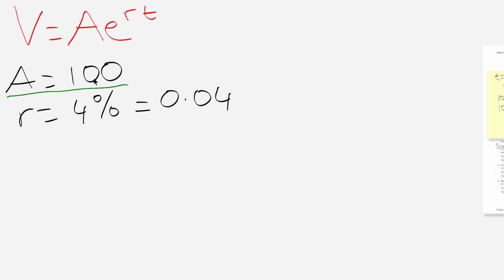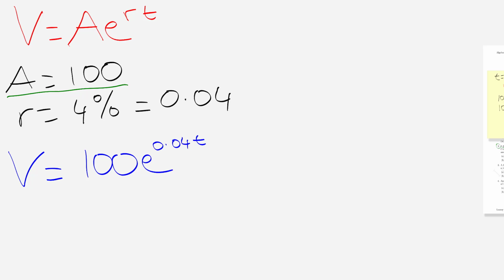So now that I know that A is 100 and I know my growth rate is 4%, which was given to us in the question, creating the function is very easy. We've got V equals 100e to the 0.04t. And this is the function that describes a €100 investment continuously compounding at 4%.